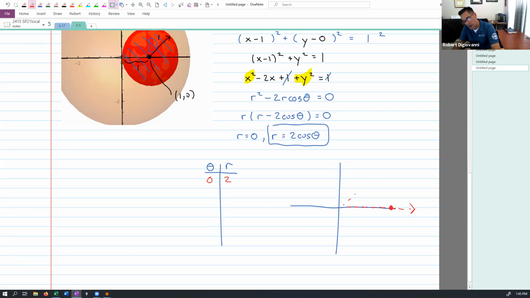And then let's say we go to pi over 4. That'll be, let's see, cosine of pi over 4 is root 2 over 2. So root 2 over 2 times 2, that should give you root 2, which is about 1.4 something. So now you're about, I don't know, somewhere in here. Let's go to the next nice angle, pi over 2. Let's see, what's cosine of pi over 2?